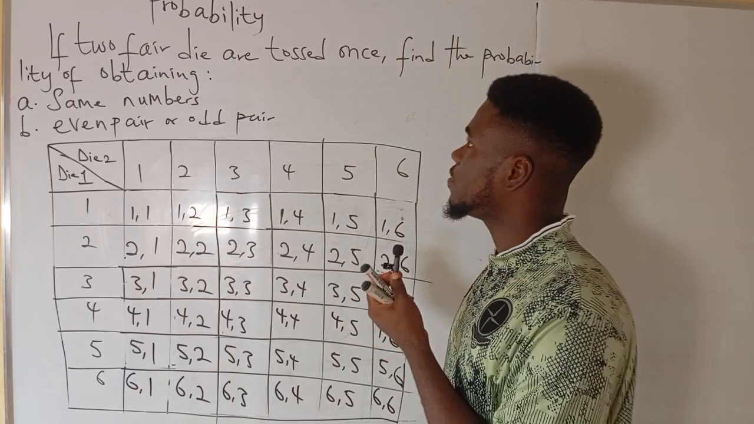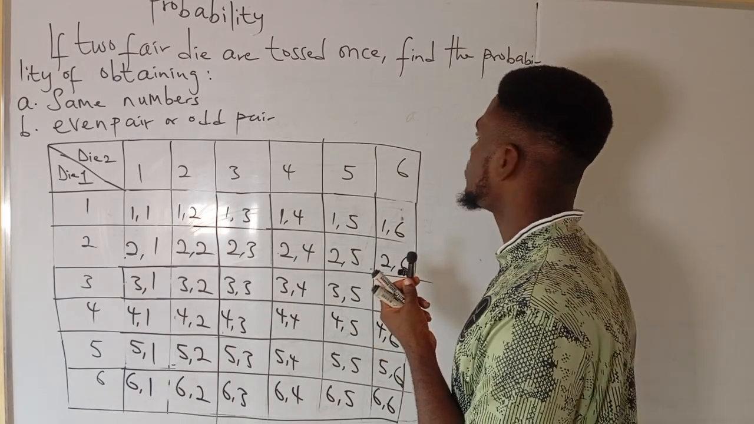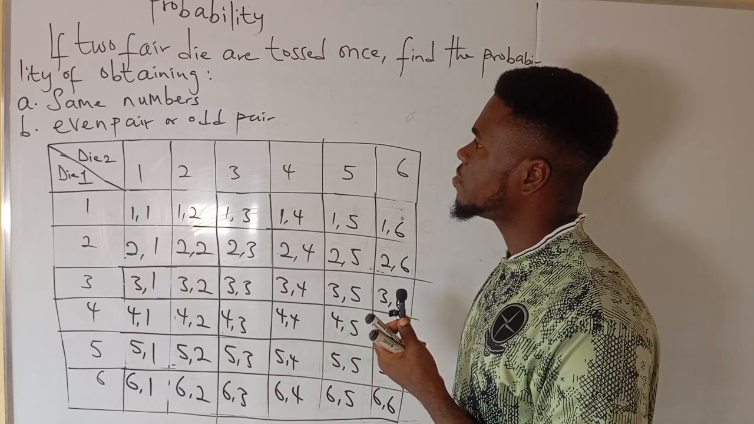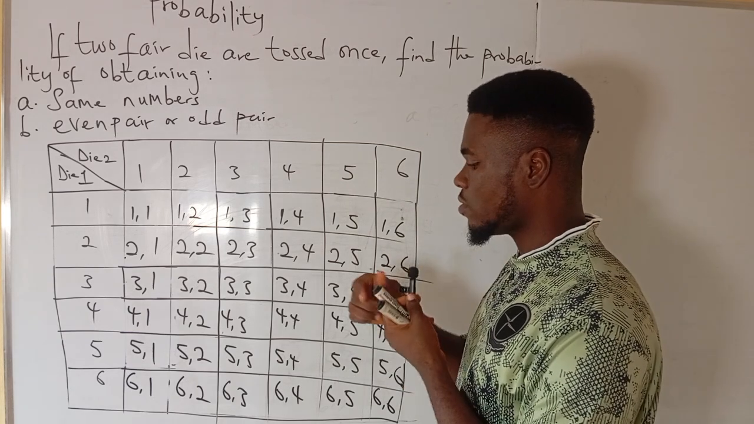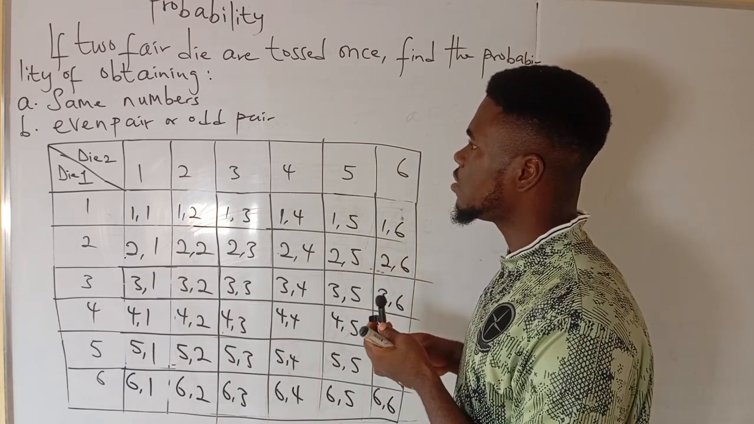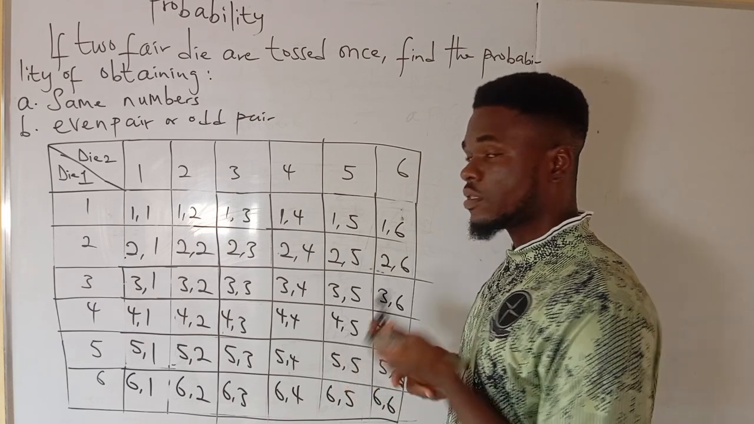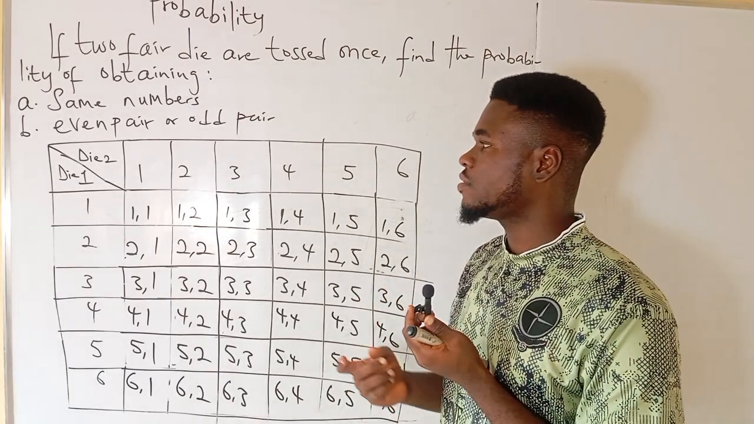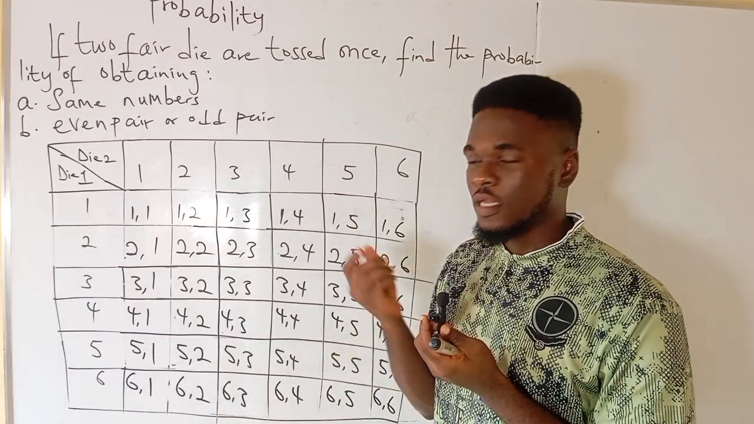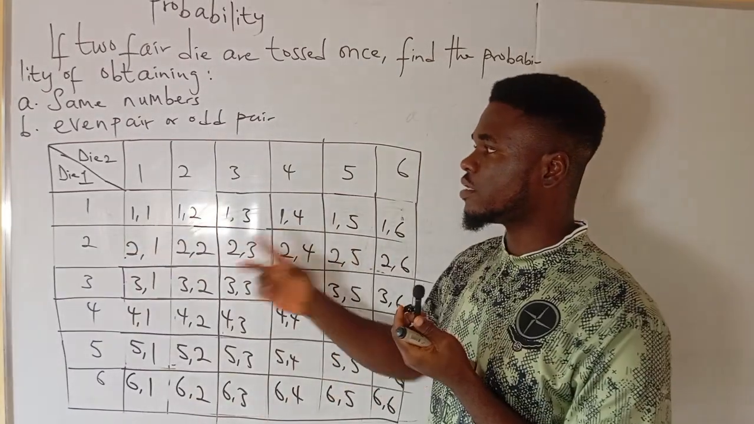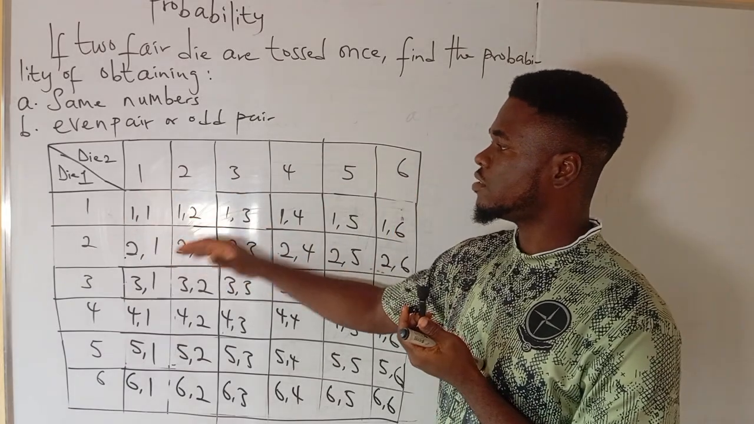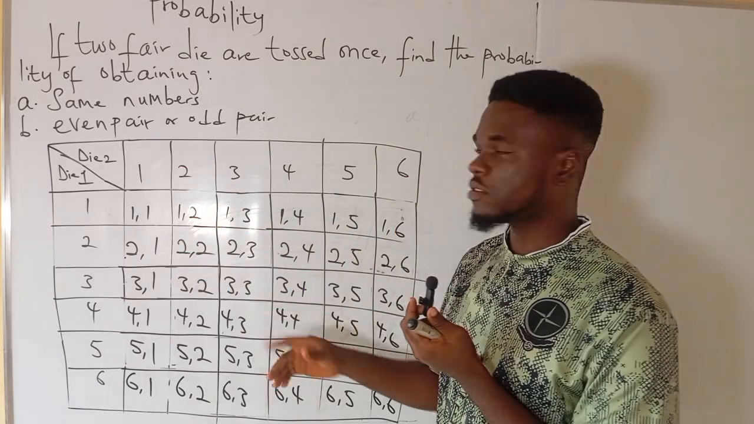If two fair dice are tossed once, find the probability of obtaining: A, the same numbers; B, an even pair or an odd pair. Now, when you toss two dice, a die has six outcomes, 1 to 6. So for two dice, this is for the first die, this is for the second die. Now this shows the combination of these two dice.